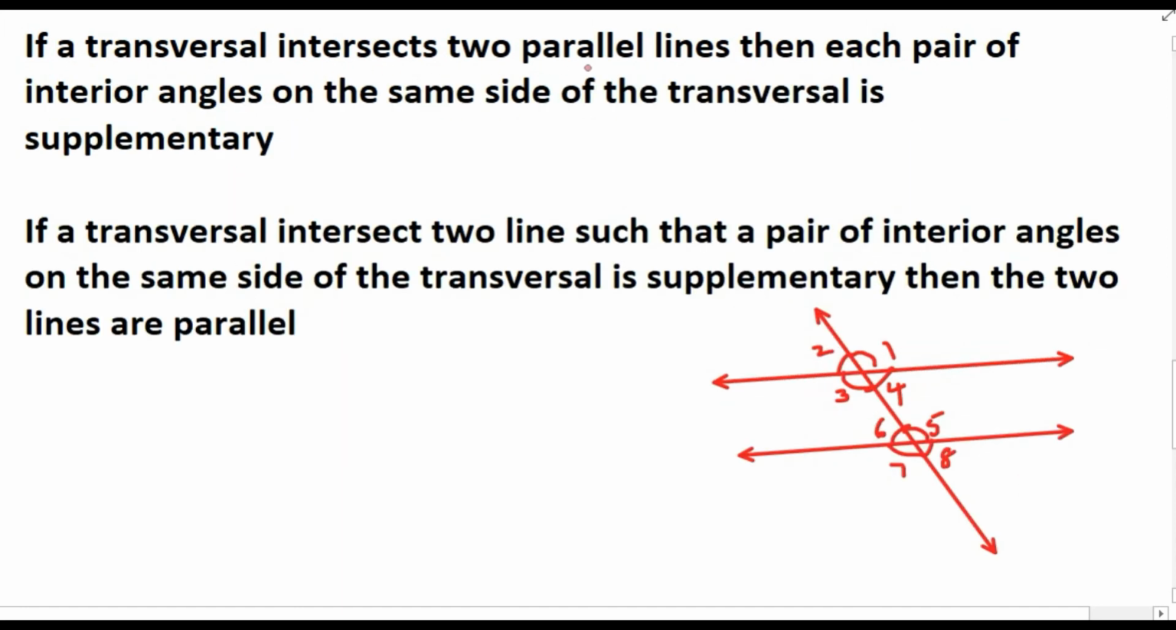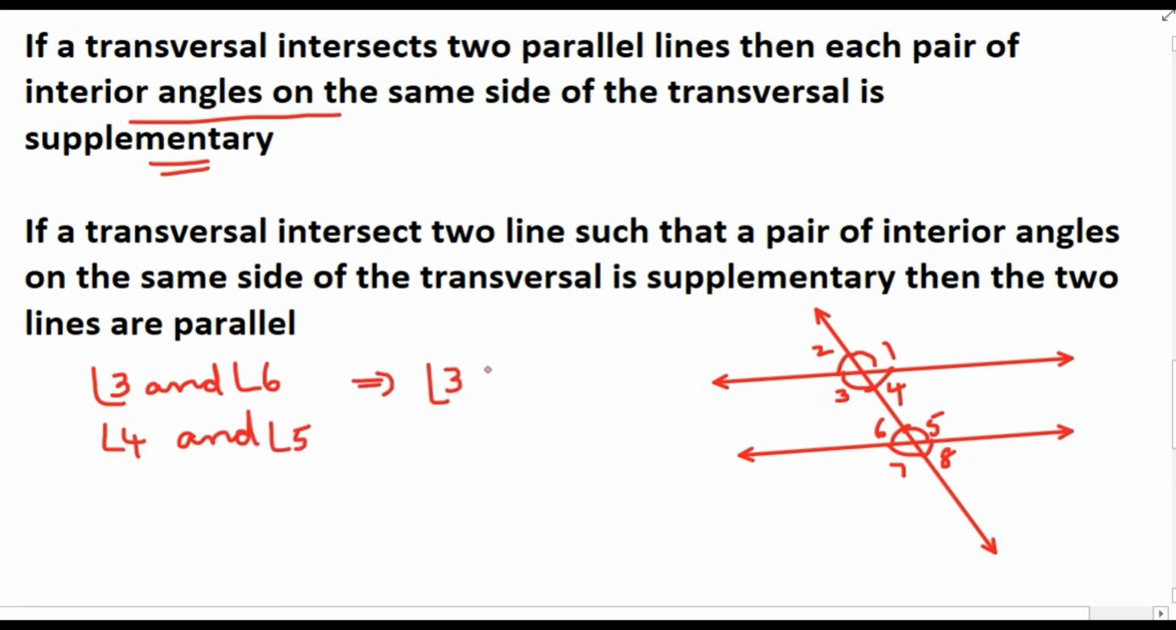Now if a transversal intersects two parallel lines, then each pair of interior angles on the same side is supplementary. That means we can see interior angles on the same side of the transversal are angle 3 and angle 6. Again angle 4 and angle 5. So when you add angle 3 plus angle 6, you will get 180 degrees. Same way, angle 4 plus angle 5 is equal to 180 degrees. So the converse of the statement is, if a transversal intersects two lines such that a pair of interior angles on the same side of the transversal is supplementary, then those two lines are parallel.